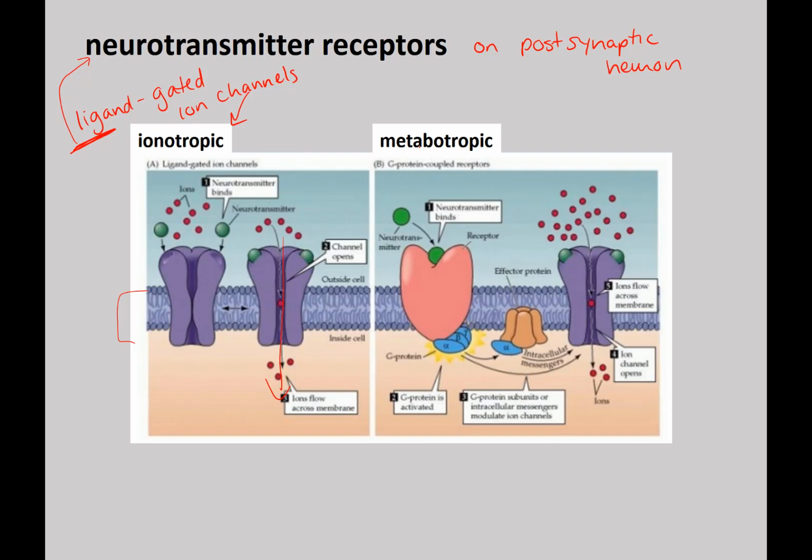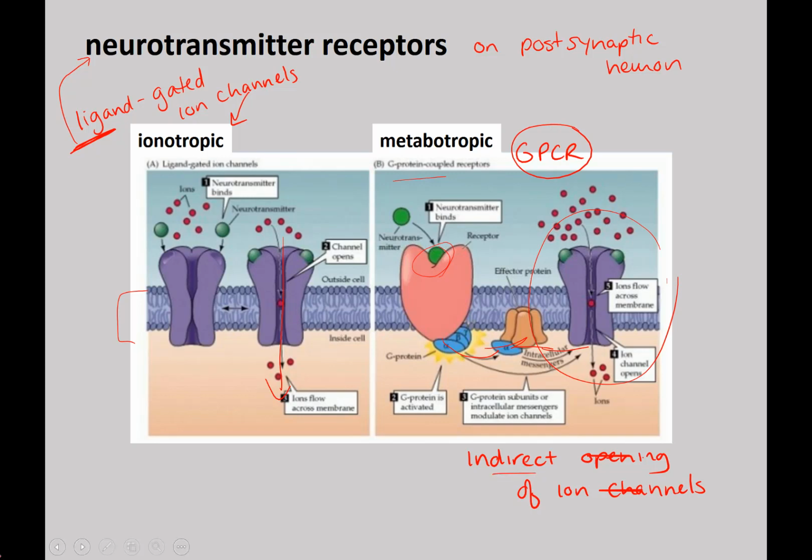Metabotropic means it has to go through a couple more stages. So it's an indirect opening of ion channels. And in this case, it's showing a G protein coupled receptor, which you are going to learn about next chapter. And so what's happening is the receptor binds the ligand, which is the neurotransmitter, and does some cell signaling that eventually opens the ion channel. That's why it's indirect, and you can imagine that it's a slower way of creating an action potential.